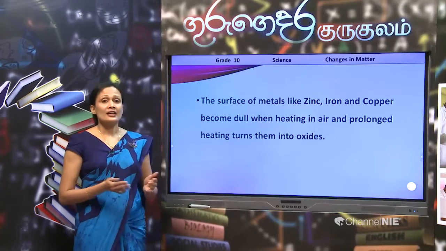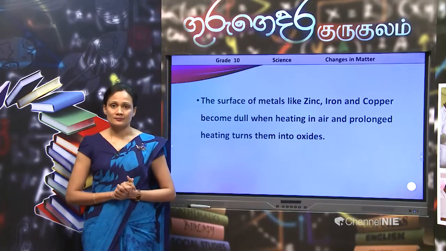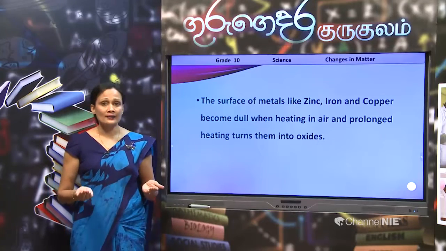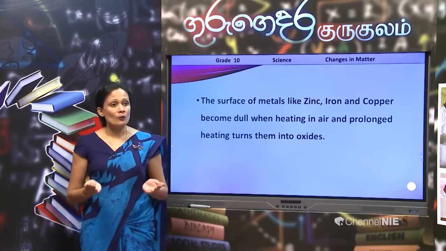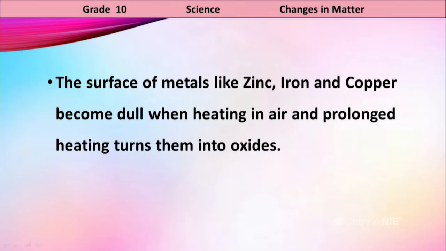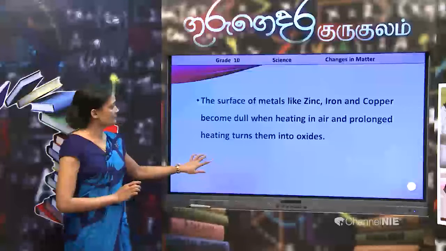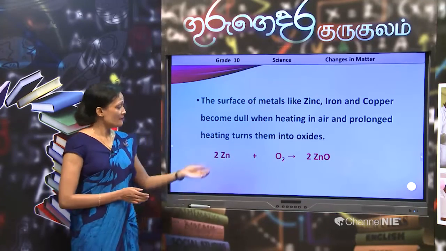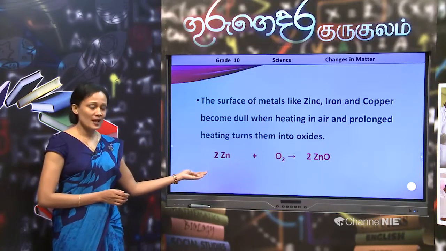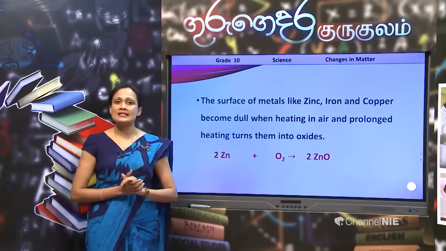Okay. If we consider some other metals, think about zinc, iron and copper. They are also kept exposed to the air. When we heat zinc, iron, copper in air, they do not show any observable reaction. They become dull, and sometimes when we heat them for a longer period of time, they become their oxide by reacting with oxygen. Look at this example. When zinc is heated for a longer period of time, it reacts with oxygen and forms zinc oxide.